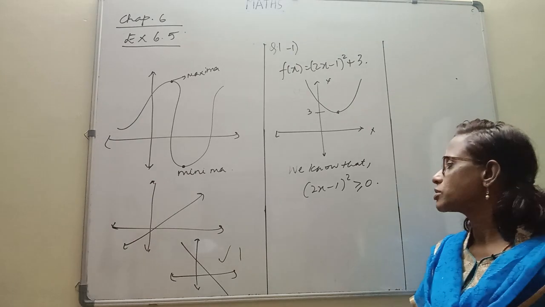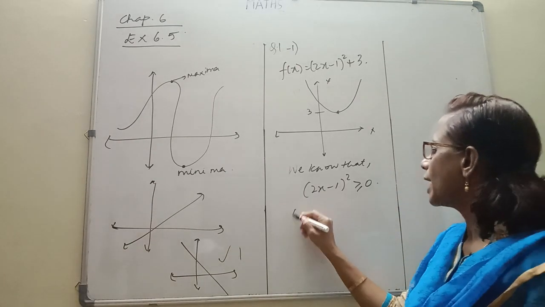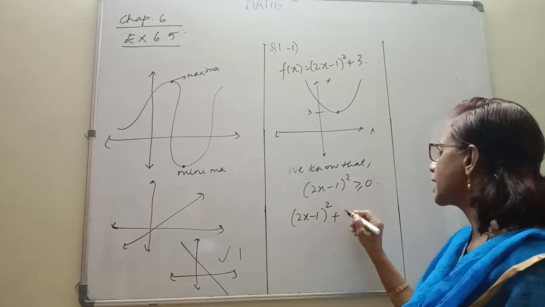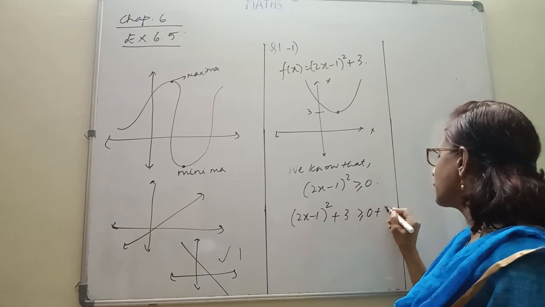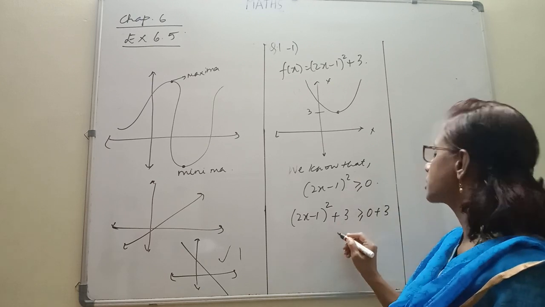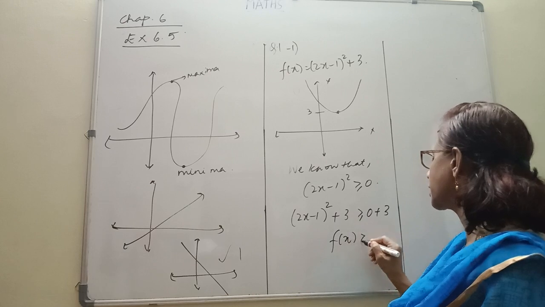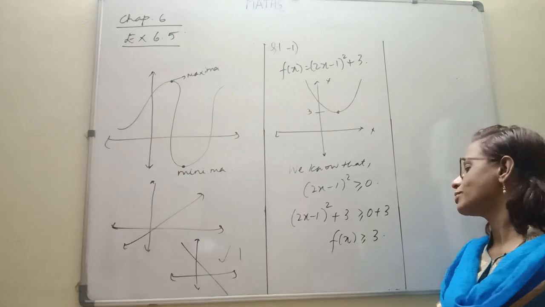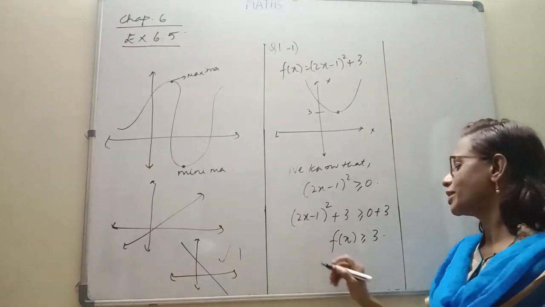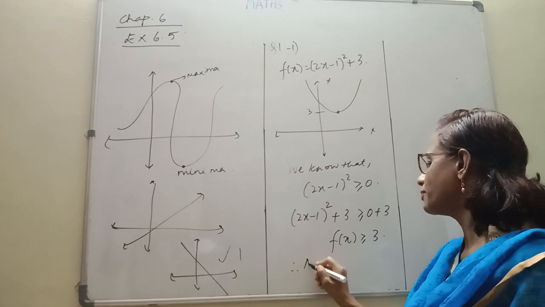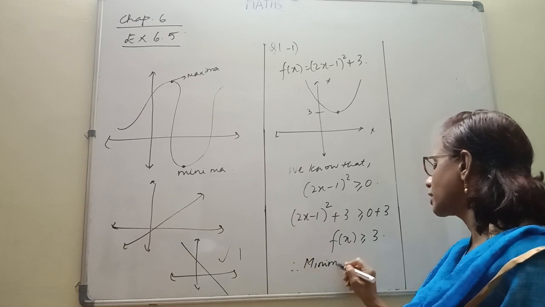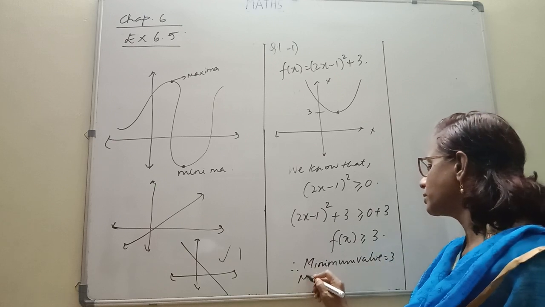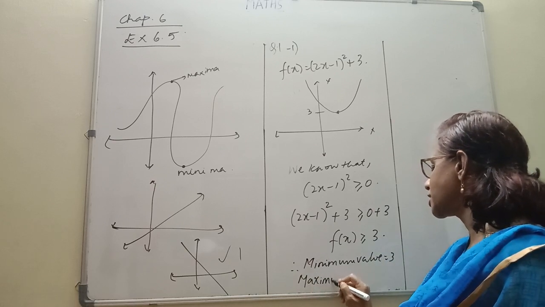Because the square is non-negative, you're going to add 3 to both sides, because you want to reach the function. When we add 3 to both sides, this becomes the function, and it looks as though the function is greater than or equal to 3. So that's how we say it. Therefore, the minimum value is 3 and the maximum value as such does not exist.